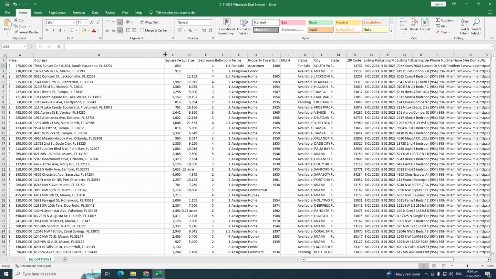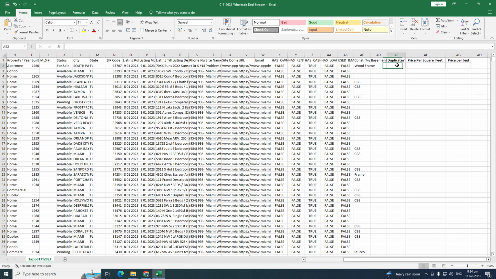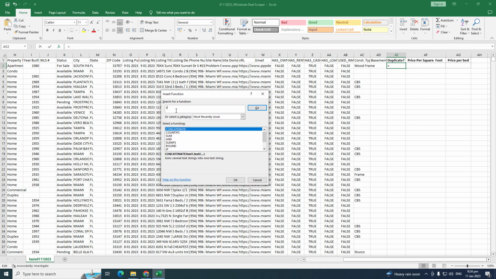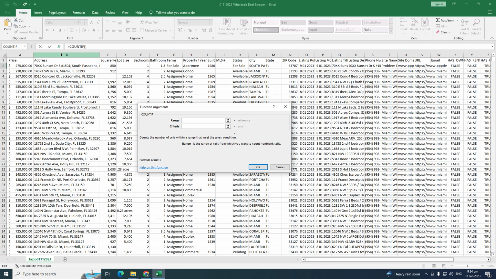As you can see the address here, we should identify if this is a duplicate or not. We should avoid the duplicate as soon as possible. So here, let's go to the fix COUNTIF. This is the formula I'm using, with the range here, and then the criteria is this.